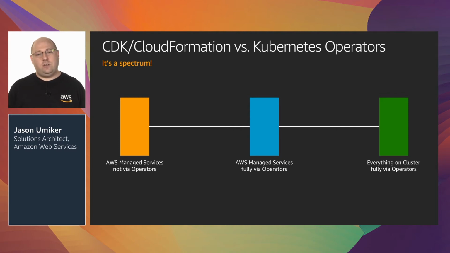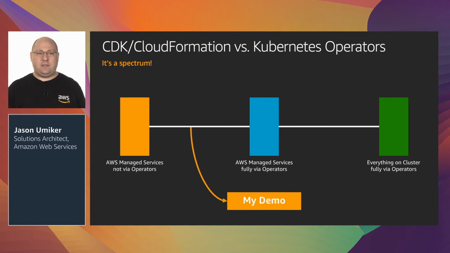And so when you look at your options here, they form a bit of a spectrum of options. On the one extreme, you have AWS managed services that you manage directly via AWS with things like CloudFormation and CDK. On the other extreme, you have everything running on the cluster with no AWS managed services. And then in the middle here, we see that you have AWS managed services, but you're managing them from within Kubernetes. The demo that you're about to see is somewhere in between the left and the middle.